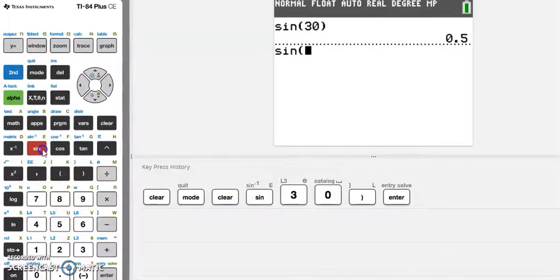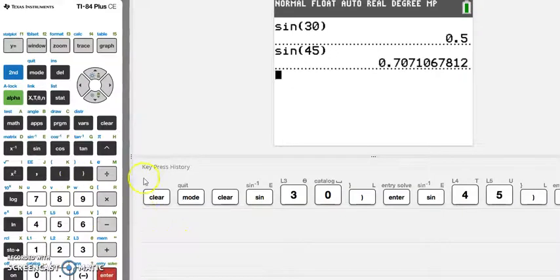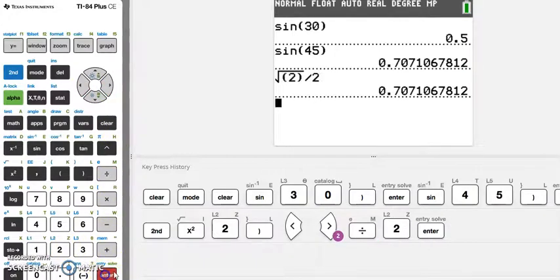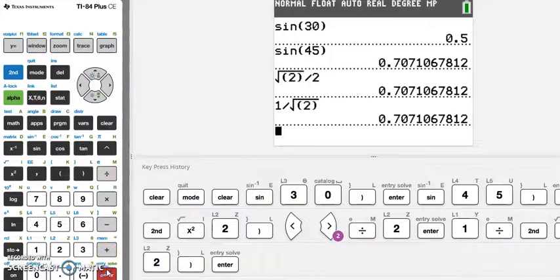So the sine of 45 will be, obviously it doesn't give you back the square root of 2 over 2, but I'll show you that that's the same. Square root of 2 divided by 2 gives you back the same value, and so does 1 divided by the square root of 2. Again, this is a nice way to check to make sure you rationalized your denominator correctly as well. You'll notice that they're all equivalent. They're all equal to decimal .7071. So a nice way to check as well.